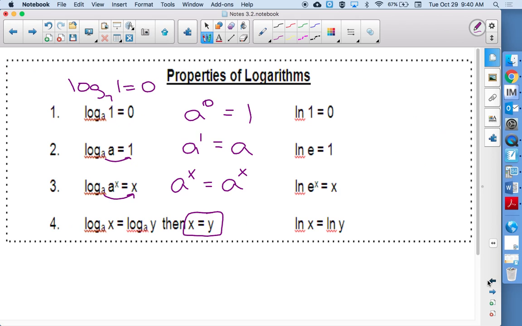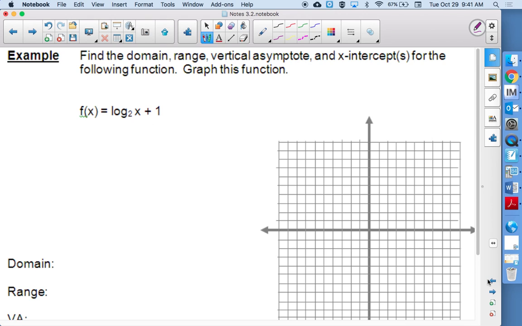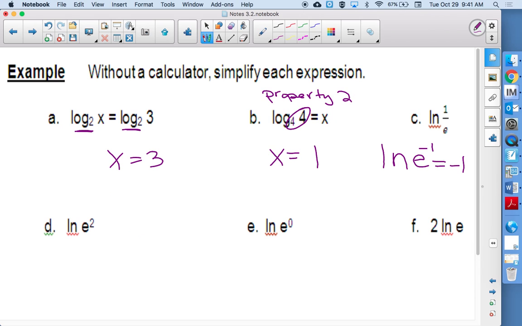So if I look at that property, the natural log of e to an exponent is just equal to the exponent. So, Carrie, this would be equal to -1, yeah. Oops, I went the wrong way. So right here, it's going to be equal to whatever your exponent is. So when I have a natural log and an e raised to an exponent, it simplifies to just the exponential value. So Carrie, that means letter D is equal to 2, and letter E is equal to 0.